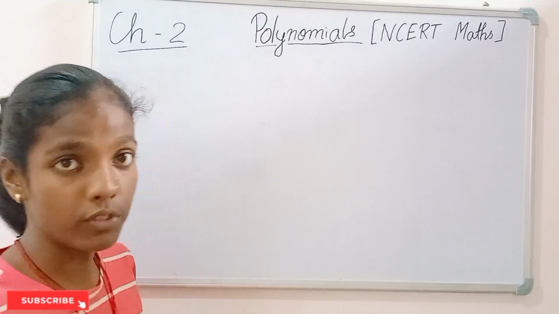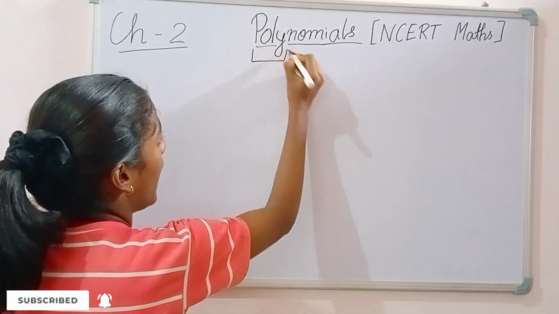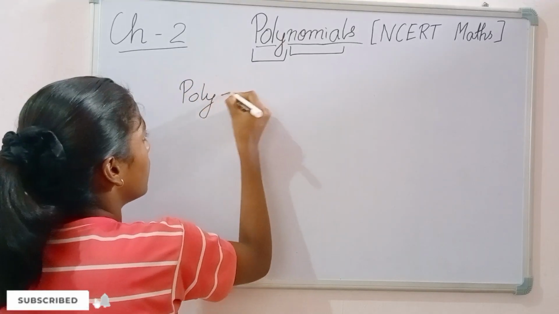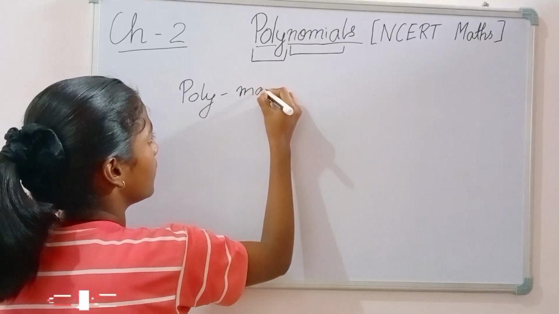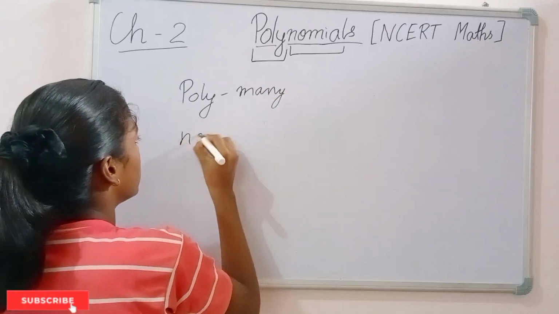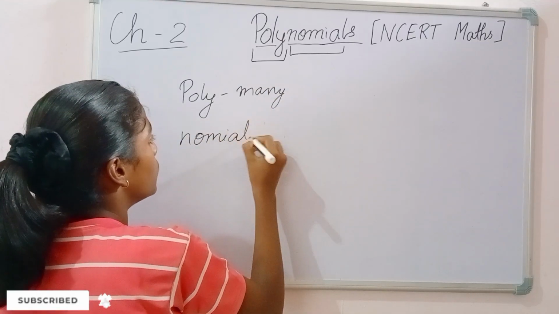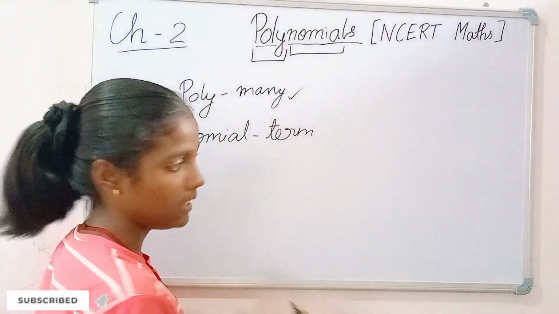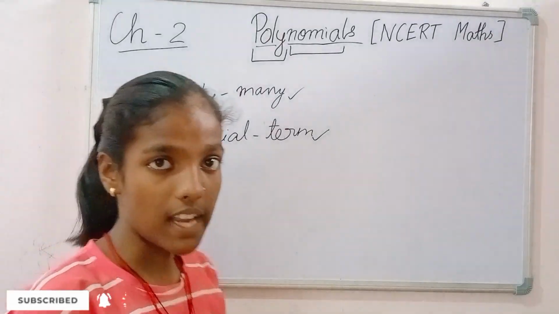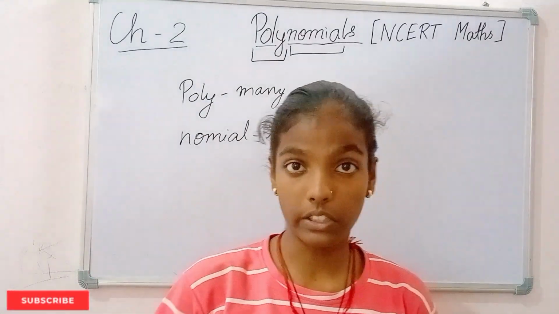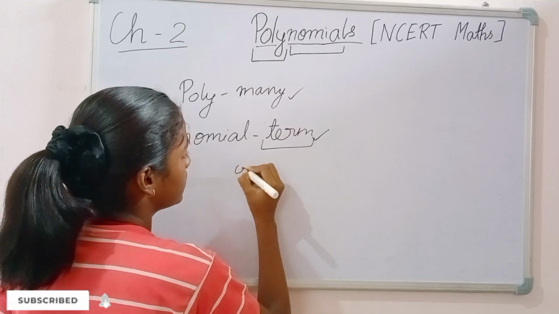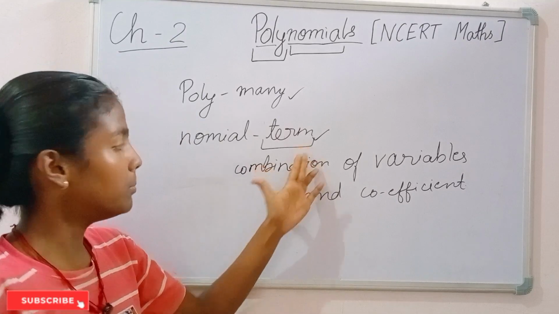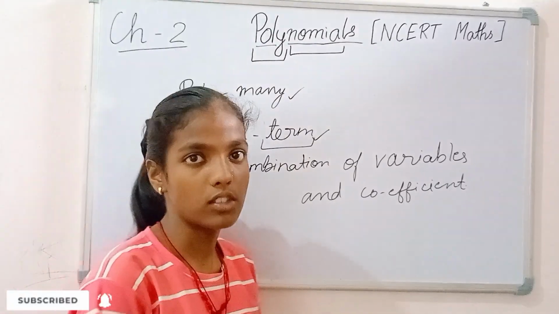Polynomial is made up of two words, poly and nomial. Poly means many and nomial means term. So here the question arises, what do you mean by term? This word term means a combination of variables and coefficient.